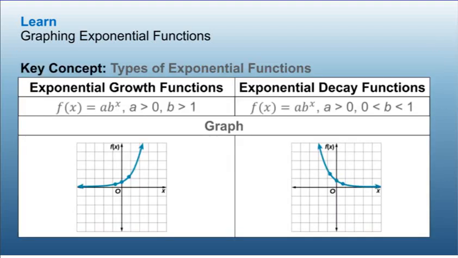Let's take a look at some of the graphs for a growth and a decay. For a growth, it's going to go up from left to right. So from left to right, it's going to go up, it's going to increase. And then for a decay, it's going to go down from left to right. And you can determine that by looking at the b in the equation of f of x equaling a times b to the x power.